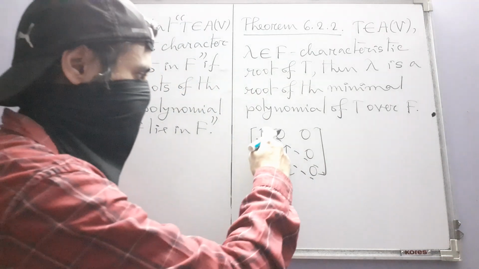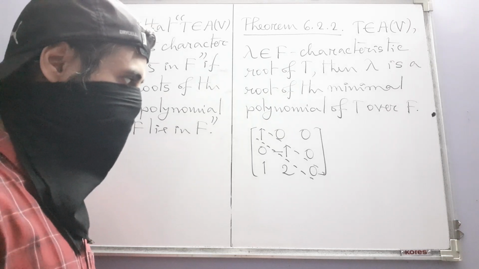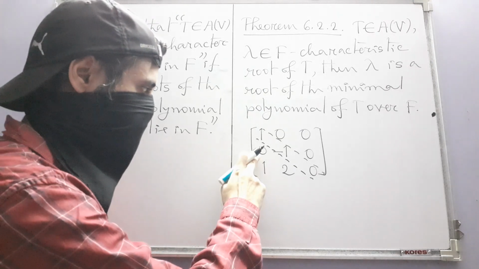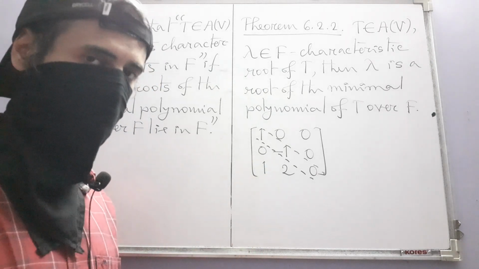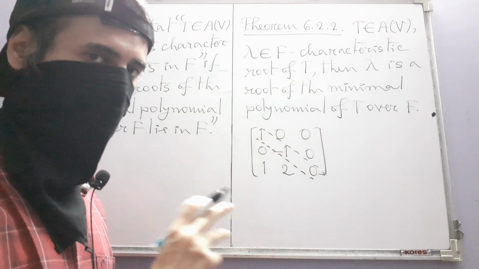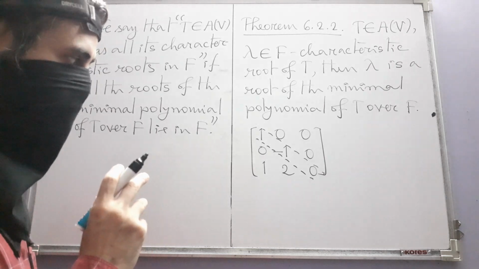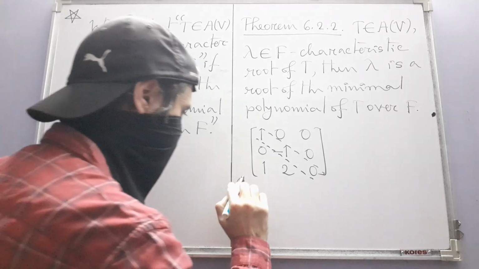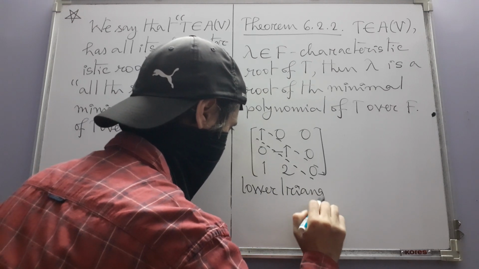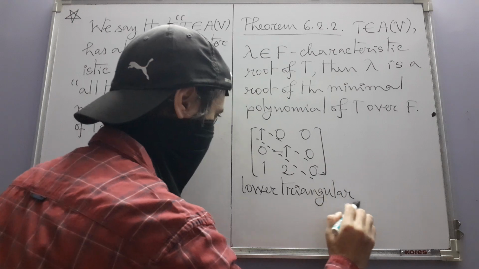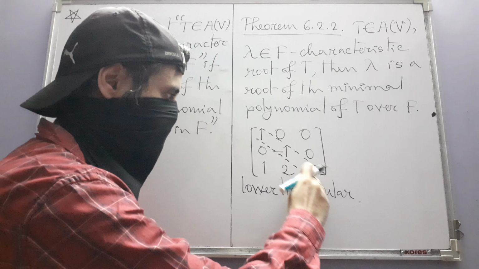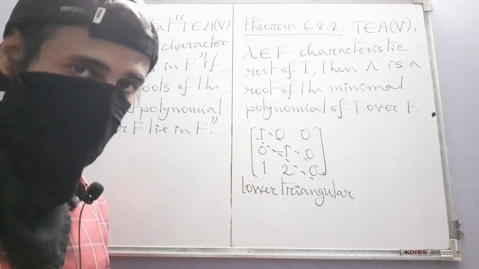All the entries above the main diagonal are 0. Now, it may happen that some entries on the diagonal may also be 0 and the entries below the main diagonal may also have 0 entry. But the entries above the main diagonal are all 0. Such matrices are called triangular, and more specifically, such matrices are called lower triangular, because all the possibly non-zero entries appear on the diagonal and below the diagonal, so lower triangular.